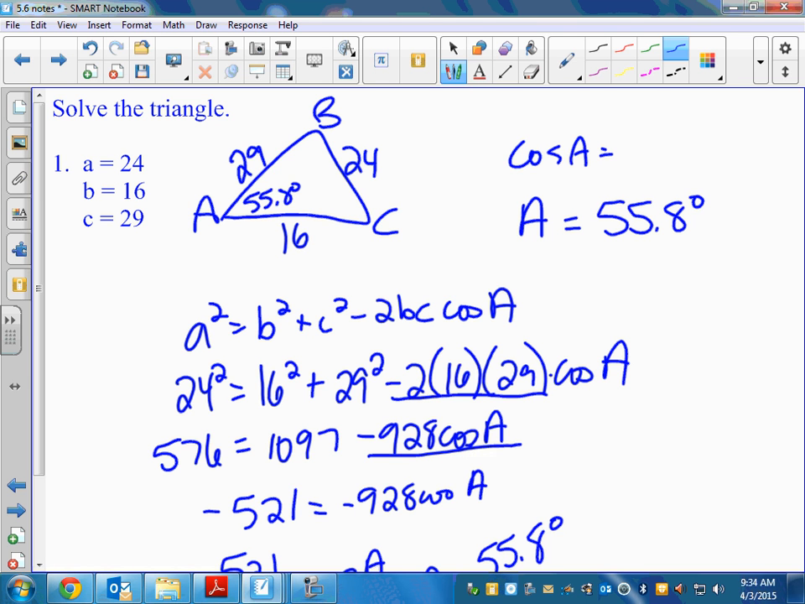We could just do law of cosines again to find another angle. That's a lot of work, right? Doesn't that seem like way more work than law of sines? Sorry, sines. So now that we have this, we want to go back to law of sines, but you've got to be really careful because if you pick the wrong side to work with first, that darn angle side side can come back to get us.